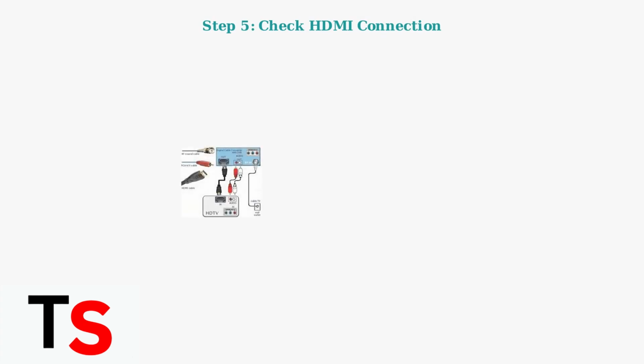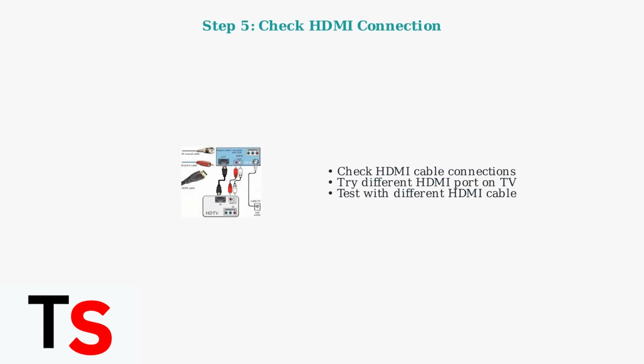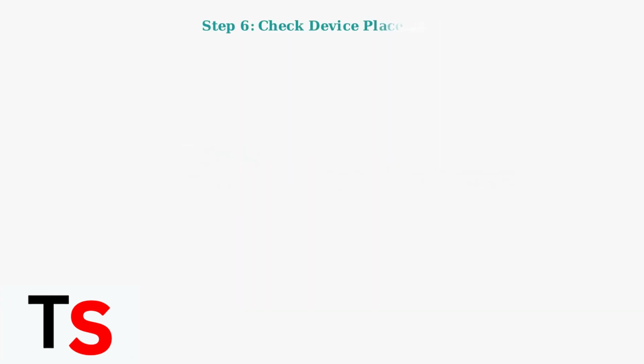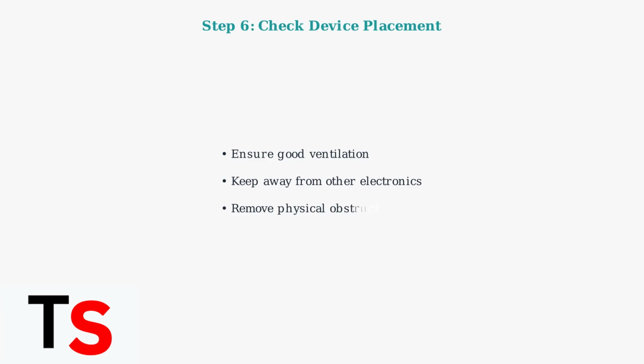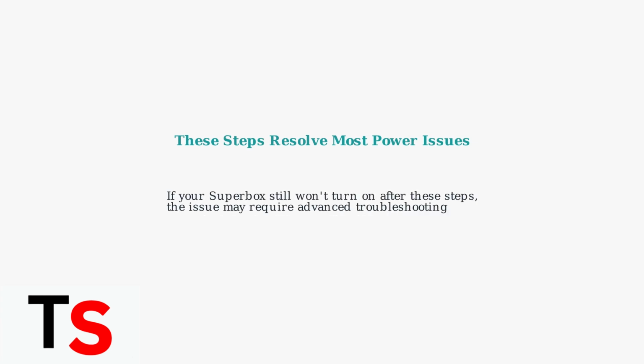Verify that the HDMI cable is properly connected to both the Superbox and your TV. Try using a different HDMI port on your TV or test with a different HDMI cable. Make sure the Superbox is placed in a well-ventilated area, away from other electronic devices that might cause interference, and free from any physical obstructions. These basic troubleshooting steps resolve most power-related issues with the Superbox S5 Max. If your device still won't turn on, you may need to try more advanced solutions.